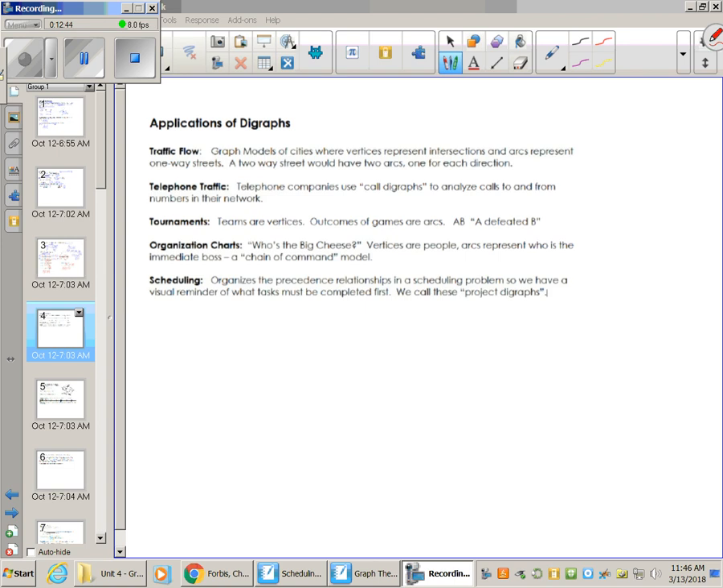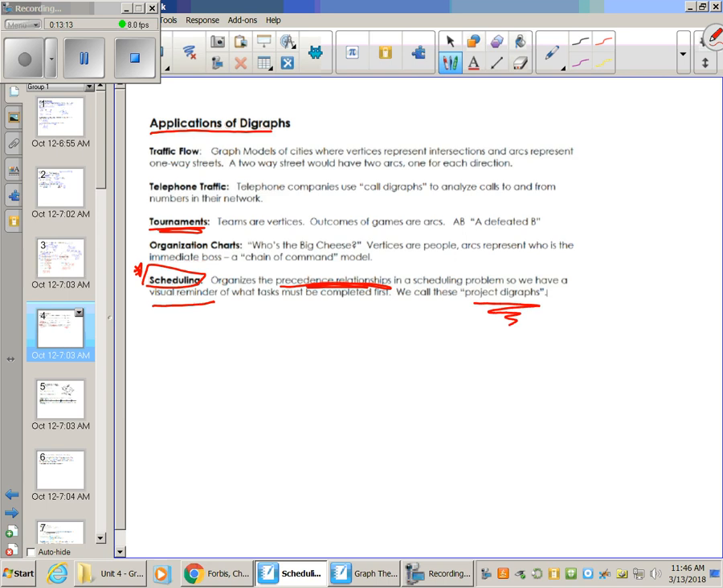Digraphs are very important. There are a lot of applications that we do with them. You can read through these on your own. We do some with tournaments, but the biggest application that we talk about in the next 2 lessons after this is scheduling. This one's going to be really important. It organizes the precedence relationships in a scheduling problem, so we have a visual reminder of what tasks must be completed. We call these project diagrams, and that'll be in the next lesson.